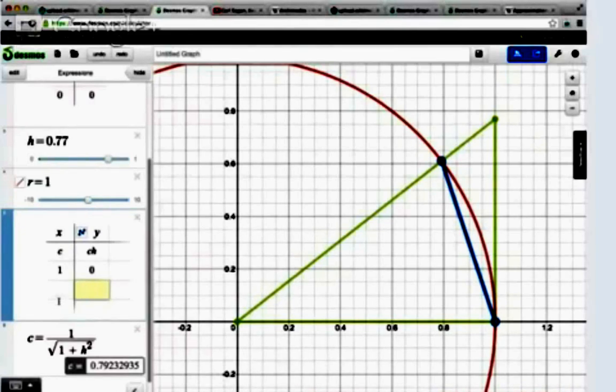All right, so we're going to make another point on our line here, which is the average of the 2 points that we already have.